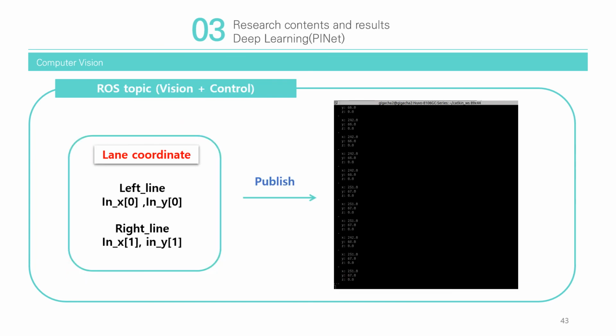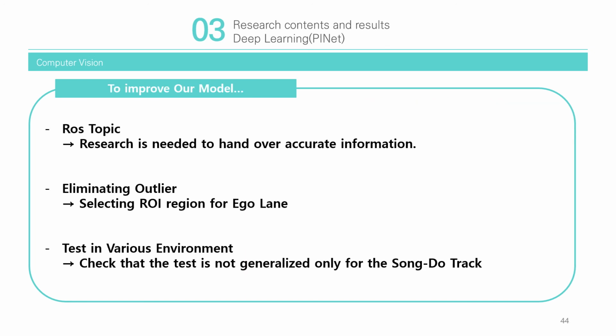A list of lane coordinates should be published with a ROS topic, then hand over the recognized lane information to the control team. We try to send a list of recognized left and right lane points to the master node. However, during this process, we could not confirm whether the accurate information was handed over. Furthermore, research on ROS topics seems to be needed to hand over the accurate information of perceived lanes.